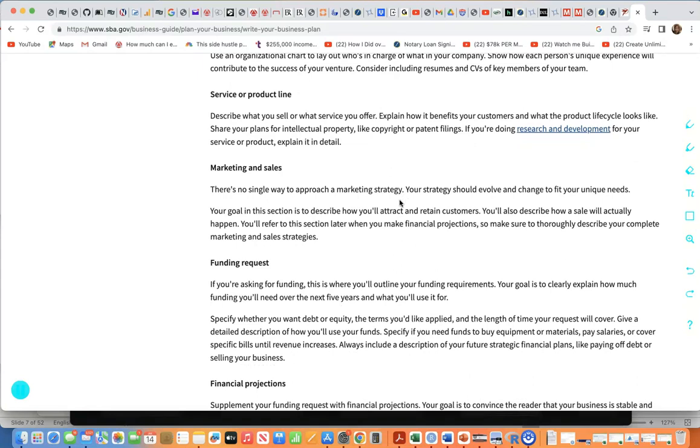Next category is service or product line. It's going to tell what product you're offering or what service you're offering for sale there, what the benefits are, what the life cycle of this service or product is. If you have some intellectual property, such as a copyright or patent filing, then you'll list that here. Also some R&D, research and development, explain that in detail.